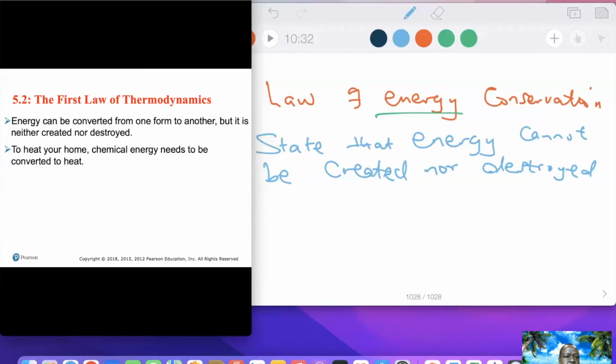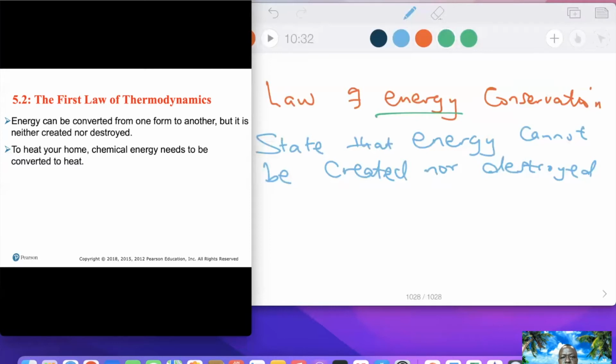So think about some experience you may have encountered in real life, such as heating of your home. It involves transformation of energy, okay? Generation of electricity, flow of electrons. How do we start off from there? It has to do with some chemical reaction somewhere, which is converted into heat.